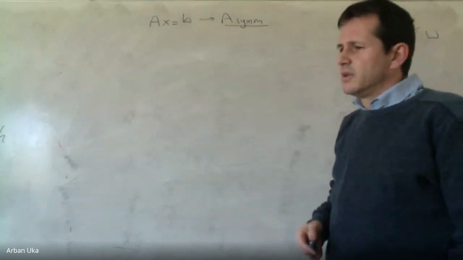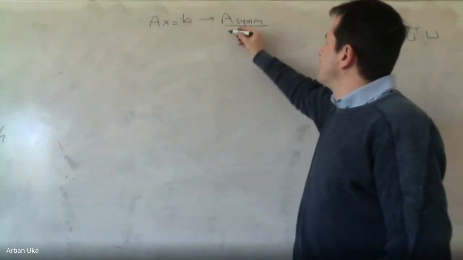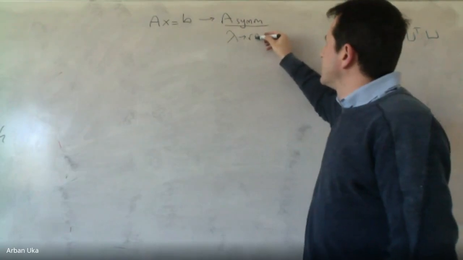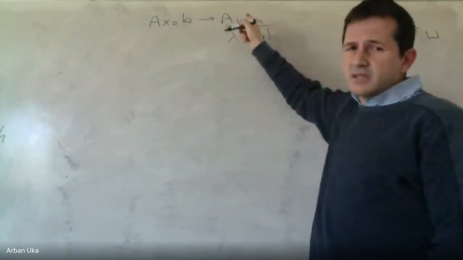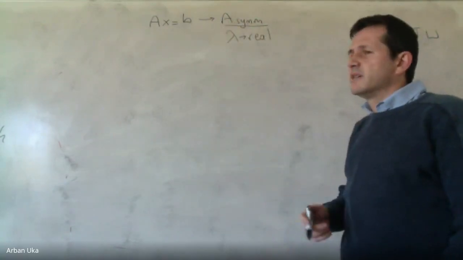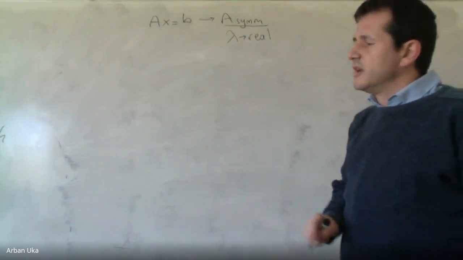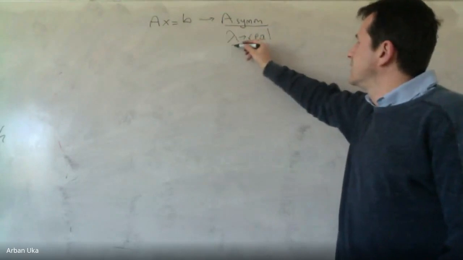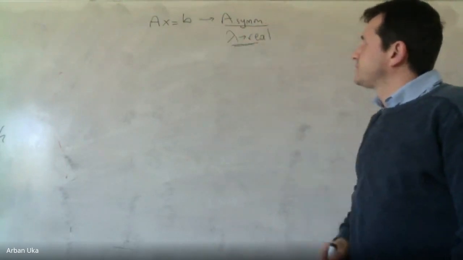When I say good, this means that also all the eigenvalues are real numbers. Even a matrix that is not symmetric might have all real eigenvalues, but for sure, if it is symmetric, this is a given. This is directly implied by this condition.